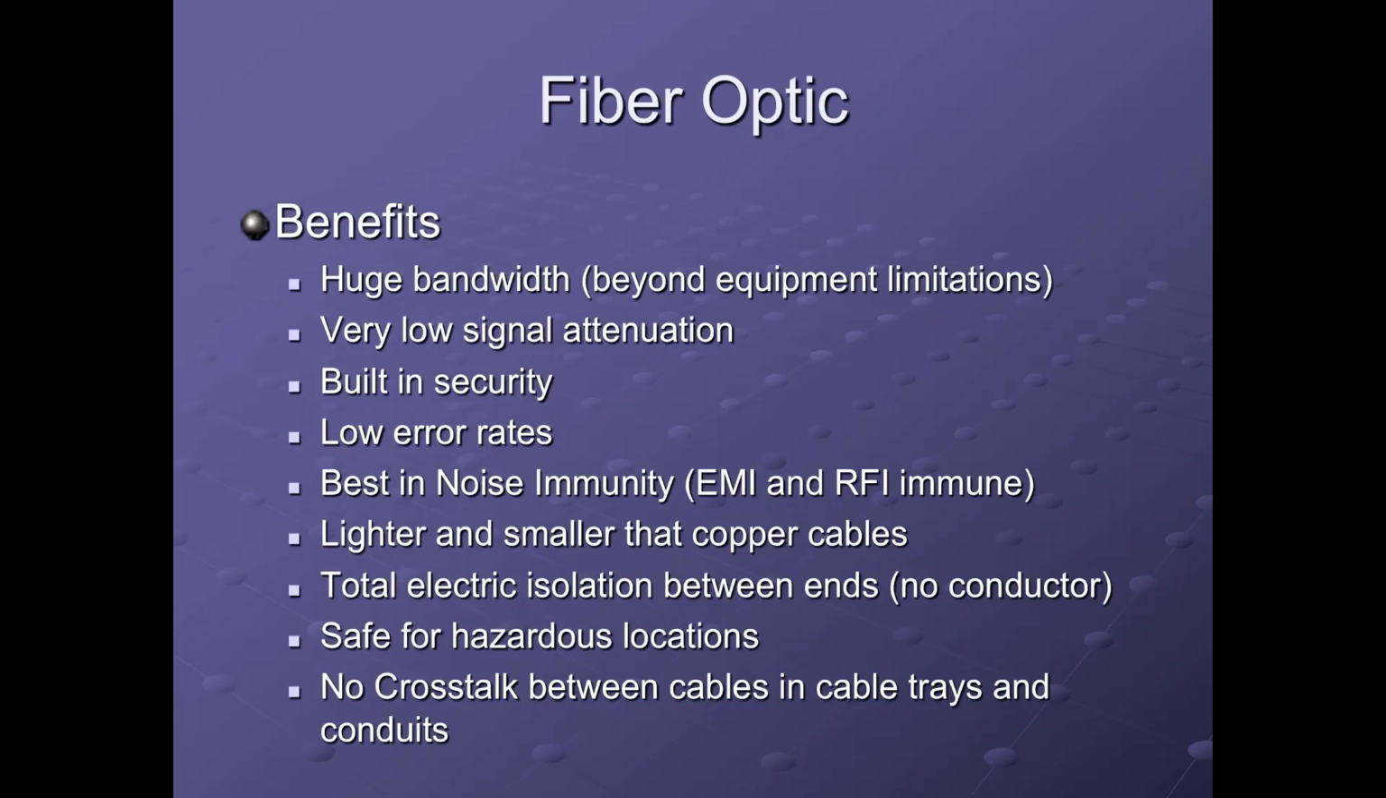So the benefits of fiber in general are its huge bandwidth, beyond equipment limitations. Very low signal attenuation; loss of light is not like an electrical signal. There's built-in security. You can't just have somebody come along and clip on a speaker and hear what's being said. It's a light carrier. It has low error rates, and is very immune to noise and things like that. Very immune to EMI and RFI. EMI stands for electromagnetic interference and RFI for radio frequency interference. It's lighter and smaller than copper cables. There's total isolation. It's safe for hazardous locations and is intrinsically safe. And there's no crosstalk between cables and cable trays and conduits. So if you can afford it, it's obviously a big deal.